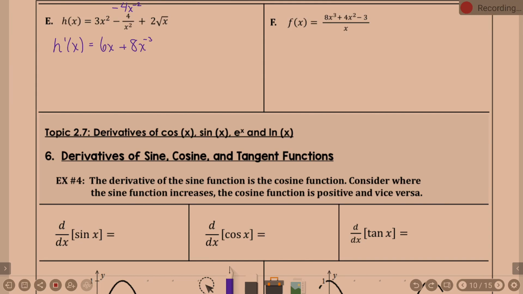Because it was a power of negative 2, we pulled it up top. Negative 2 times the negative 4 out front makes it positive 8. Subtract 1, you're at negative 3. What is this 2 square root of x? It's really what? 2x to the 1/2.